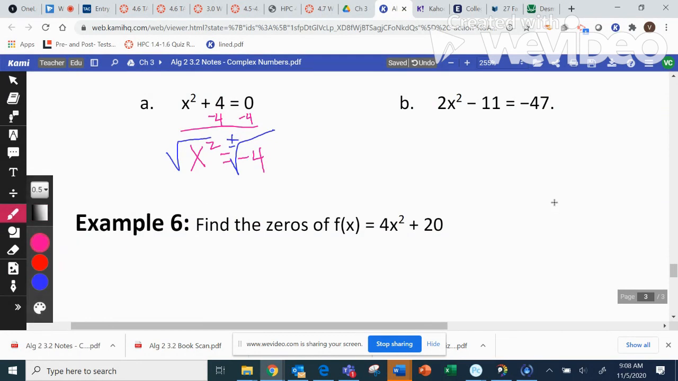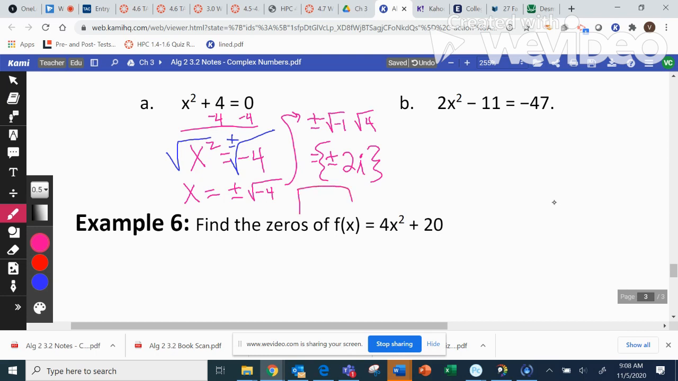So when I do that, I will have x equals, now I'm going to look at plus minus square root negative 4. Now I'm going to look at separating that negative from the 4. So I'll have plus minus square root negative 1 times square root 4. So I'm going to have plus minus 2i. So there are two answers, 2i and negative 2i.